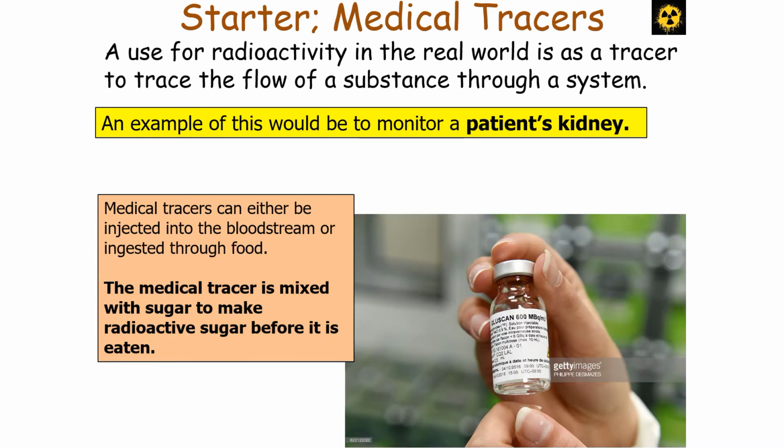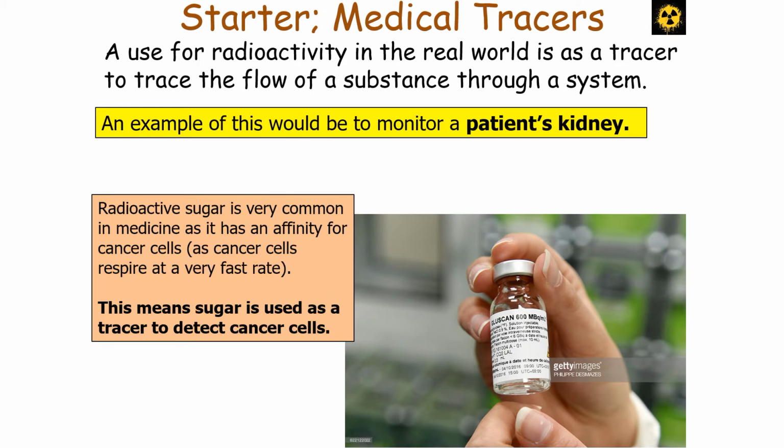Medical tracers can either be injected into the bloodstream or ingested through food. The medical tracer is normally mixed with sugar to make radioactive sugar before it's eaten. Radioactive sugar is very common in medicine because sugar has an affinity for cancer cells, because cancer cells respire at a very fast rate, so require this sugar. So this radioactive sugar is used as a tracer to detect cancer cells.